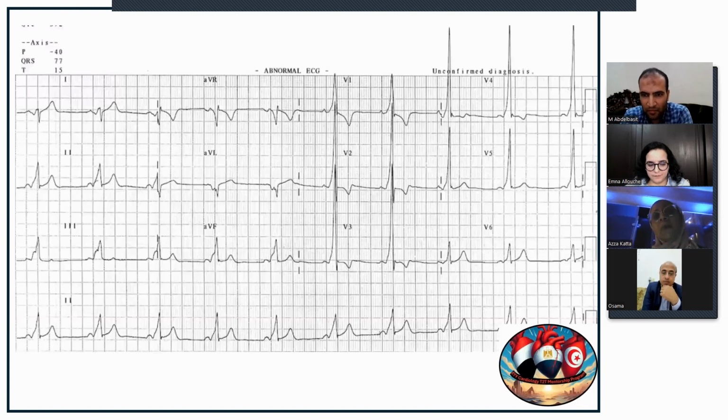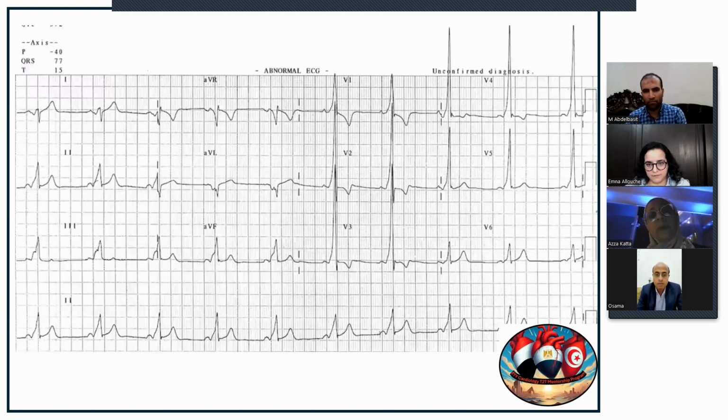Okay, step one, we can look at V1, if we have a positive or a negative delta wave. If we have a positive delta wave, this means that this is a left accessory pathway. But if we have a negative delta wave in V1, this is a right-sided accessory pathway.